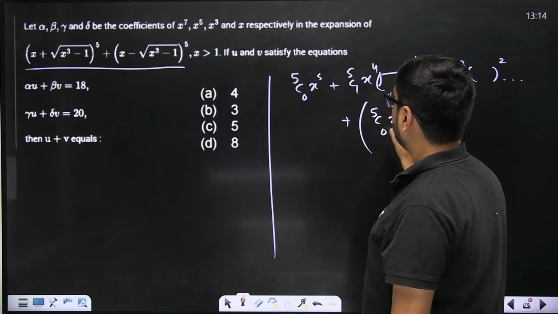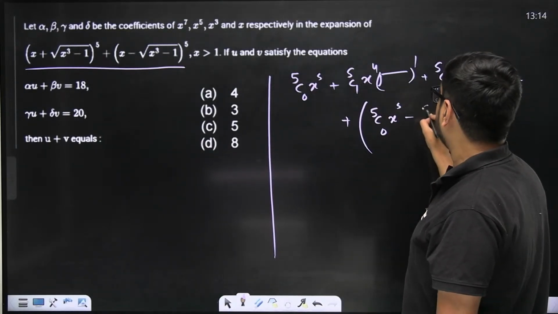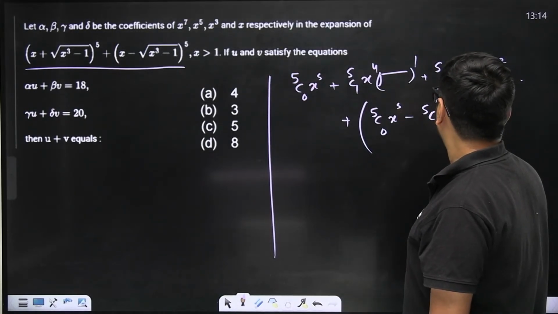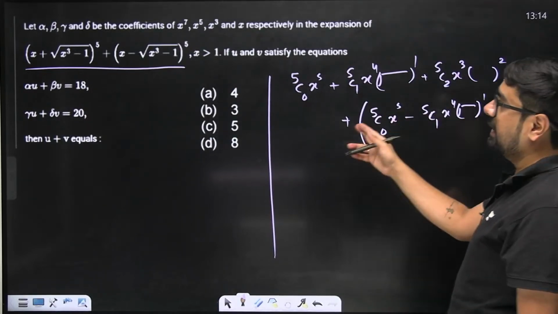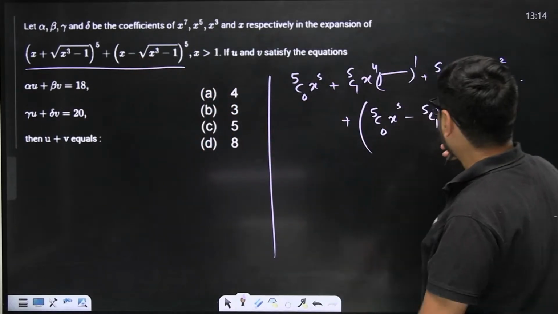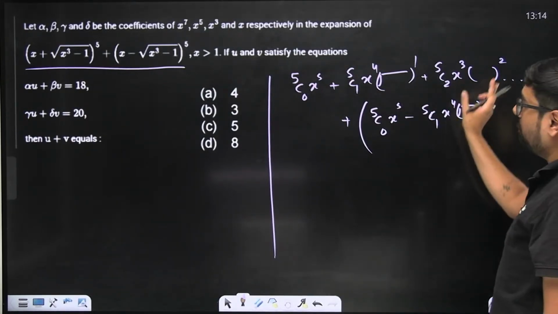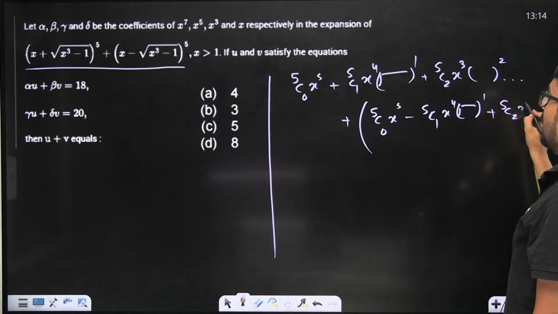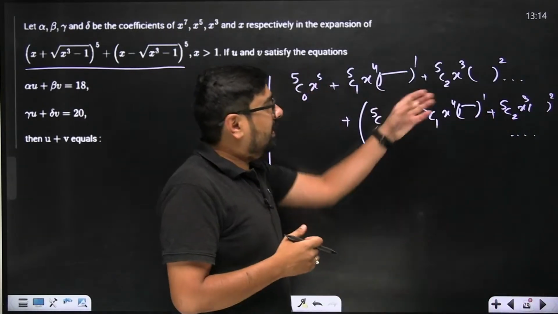Plus, in brackets, 5C0 x to the power 5 minus 5C1 x to the power 4 and this root thing to the power of 1. Minus will come, no? This will be expanded like this. Minus 1 to the power 1 will give us minus only. Minus thing to an odd power will give us minus only. Plus will come here, 5C2 x to the power of 3 and this root thing to the power of 2, correct? It will keep going on like this till 5.